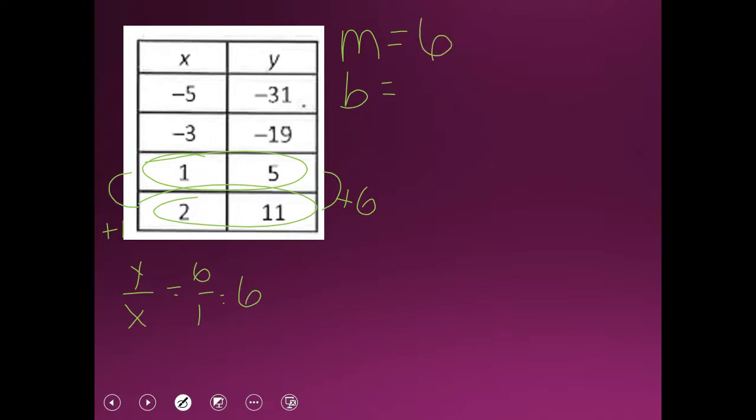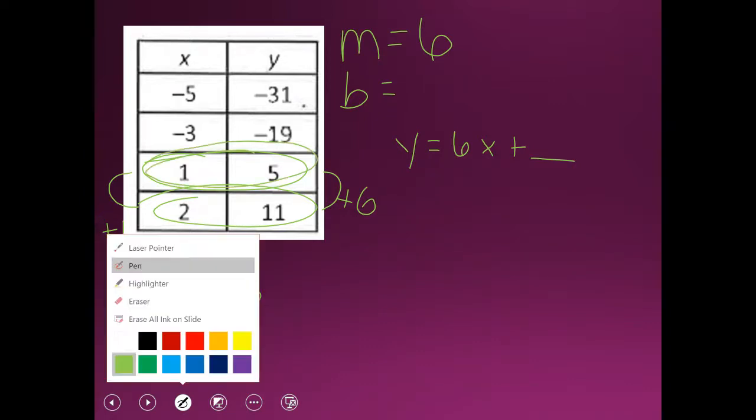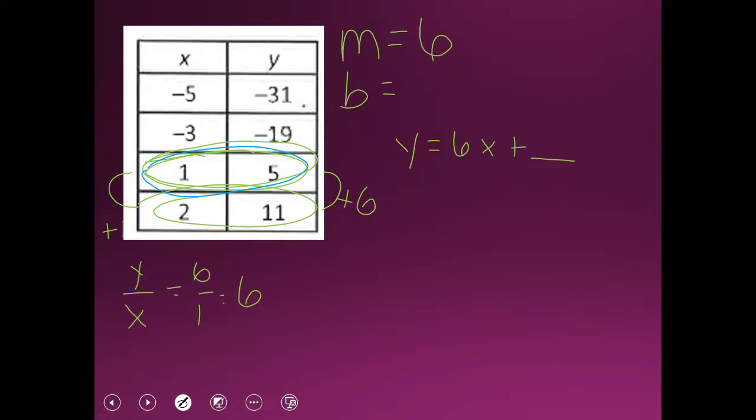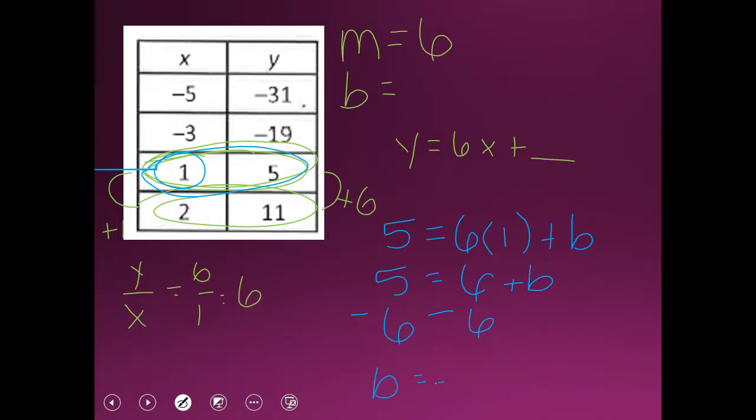So when I plug this into my equation, I get y equals 6x plus something. So I'm going to choose this 1 and 5 to be the ones that I plug in. Because, again, I want to choose the easiest number. I don't want to make this harder than it has to be. So my y value is 5, so I'm going to say 5 equals 6 times 1, because 1 is my x value, plus b. Okay, so I'm going to have 5 equals 6 plus b, because 6 times 1 is 6. Subtract 6, subtract 6, b equals negative 1.